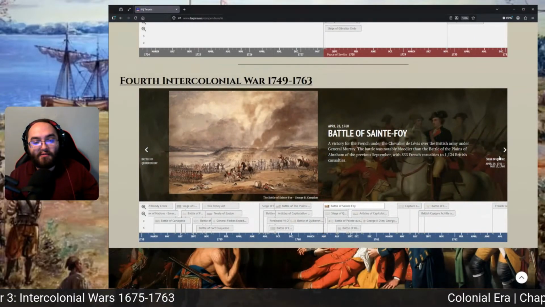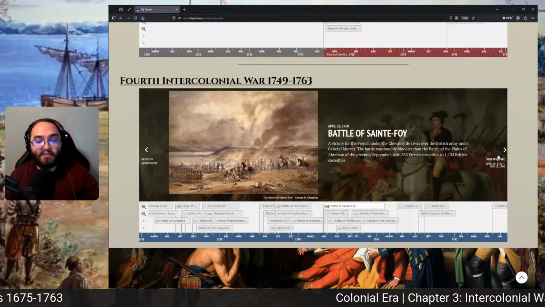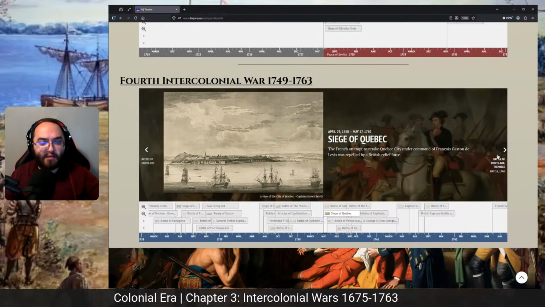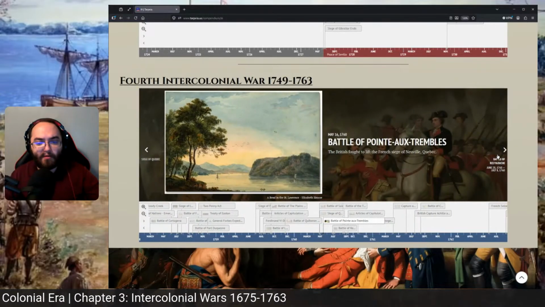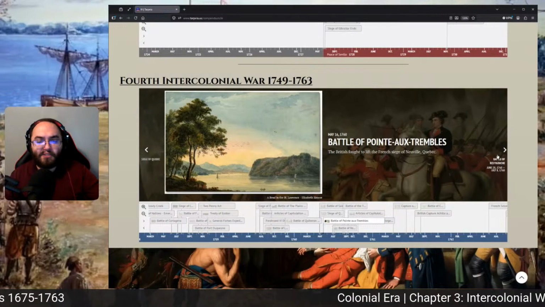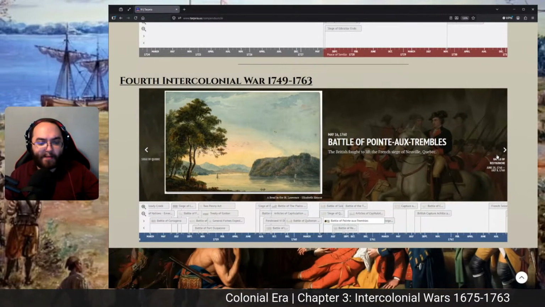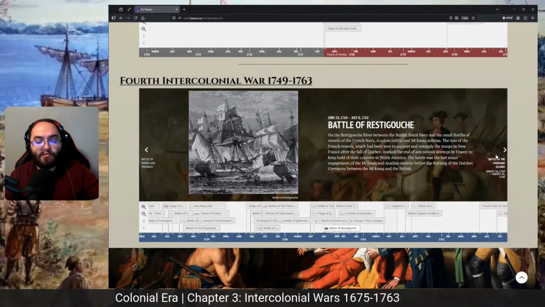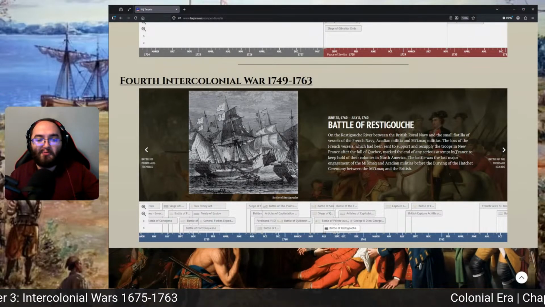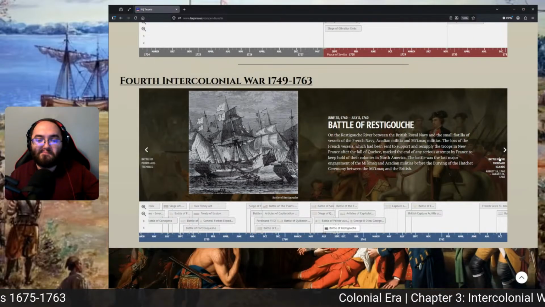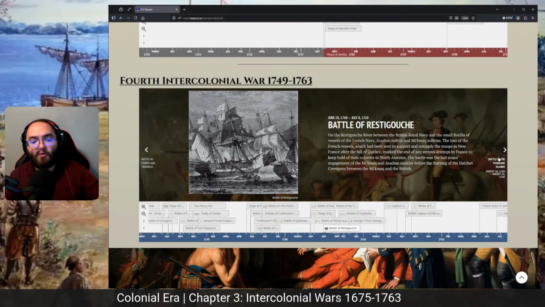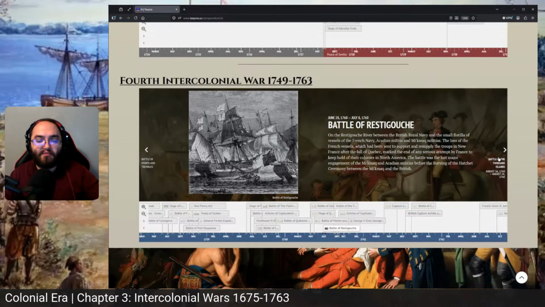Here's a French victory at the Battle of Sainte-Foy. Siege of Quebec. The French try to retake Quebec. Battle of Point aux Trembles. British fought to lift the French siege of Quebec. Not gonna say this. Restigouche. Battle of Restigouche River is a battle between the British Royal Navy and a small flotilla of vessels of the French Navy in Acadia.